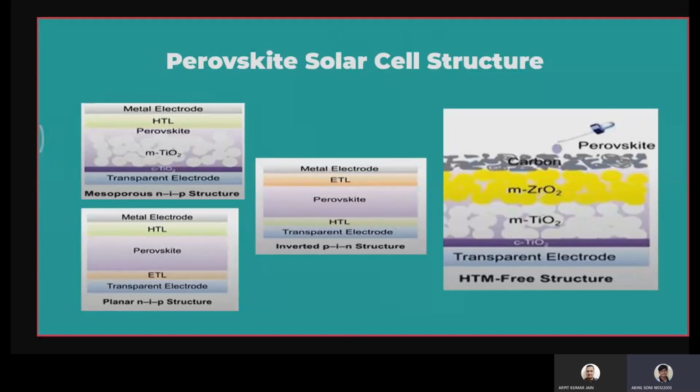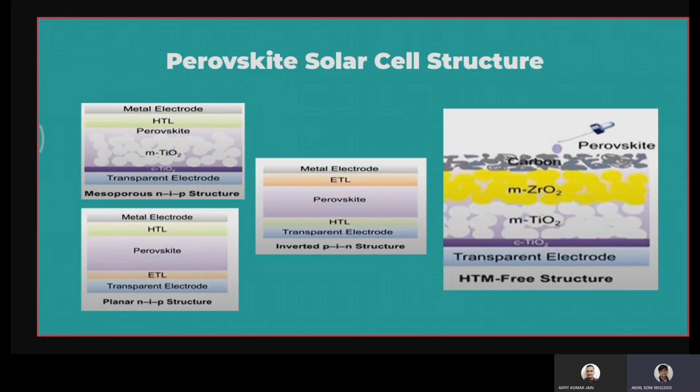Here we have a transparent electrode, then cTiO2, then mTiO2, then zirconium oxide, then a carbon layer. On top of it, we drop the perovskite material. Then we have the planar NIP structure. First we have a transparent electrode, then the ETL, then the perovskite material, then the HTL, then the metal electrode. In the inverted case, the ETL and HTL are reversed. It means first we have the transparent electrode, then the HTL, then the perovskite material, then the ETL, then the metal electrode.